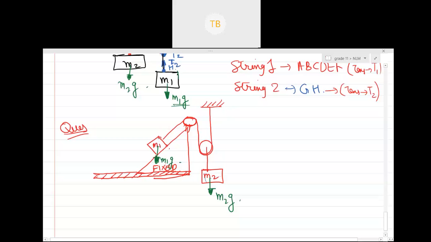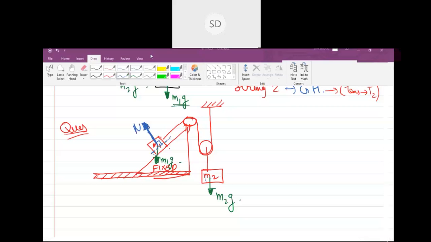Did I tell you anything about whether the normal reaction is equal to this or that is equal to that? I'm just telling you to draw the force. So anyway, M1 is on this surface. Can you see the fixed inclined plane? If I draw this, then this will be the direction of normal reaction, which is always perpendicular to the surface. Any doubt till here?